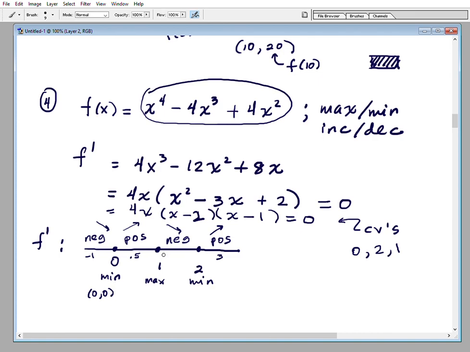Okay, I see that's what you got. And we plug 1 into here, and we have 1 minus 4, that's minus 3, plus 4. So we have 1. 1, 1 is a max. Okay, good. And we can plug in 2.